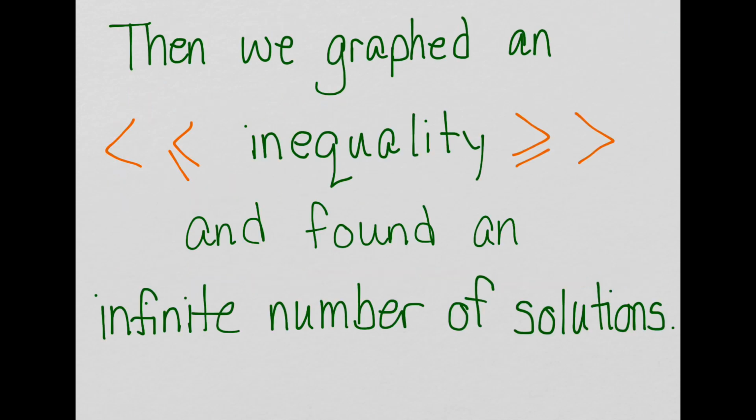After we did all of that, then we graphed an inequality with less than or equal to, greater than or equal to. We found all the solutions. That was the chips and subs. We found an infinite number of solutions, all the possible solutions to a rule. And we showed all those solutions by plotting lots of dots on a graph and then shading. And we had to decide whether the boundary line would be dotted or solid.